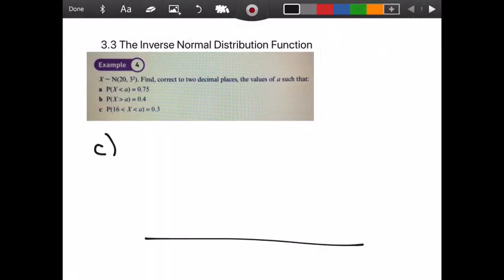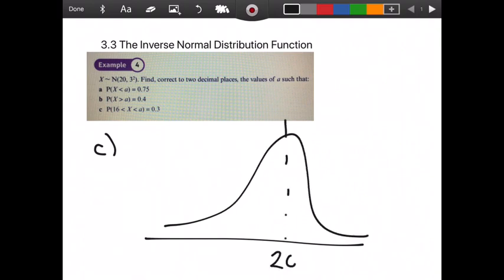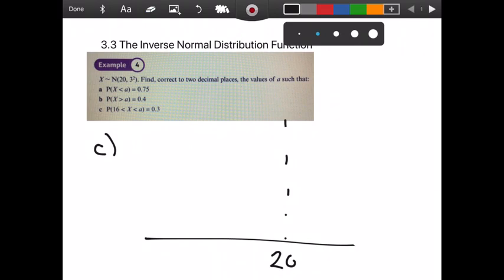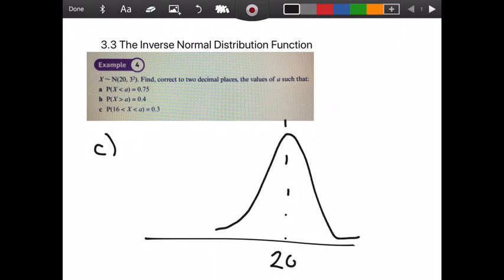Finally, for part C, I'm looking for x being between 16 and some number A being 0.3. And I seem to have sketched my normal distribution function a little bit asymmetrically, so I'm going to give that another go. There we go, that will do. So 16 is down here, and A, well, I don't know exactly where it is. It could be here, it could be here, I'm not really sure. For my sketch, I'm going to put it here.